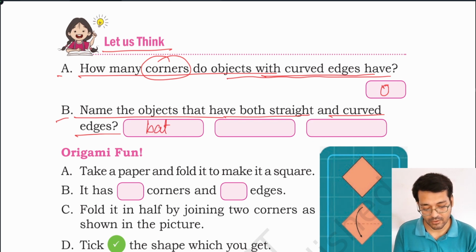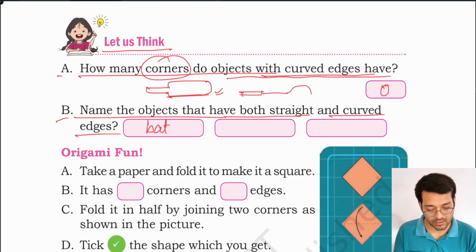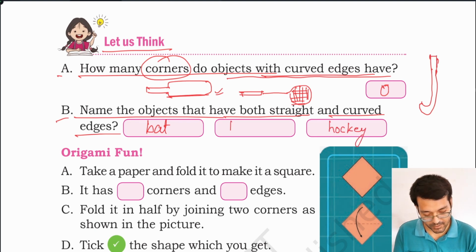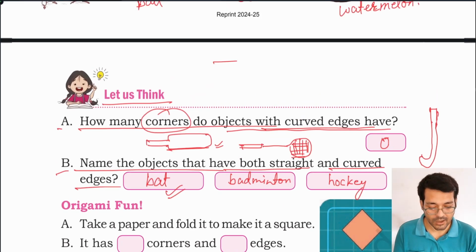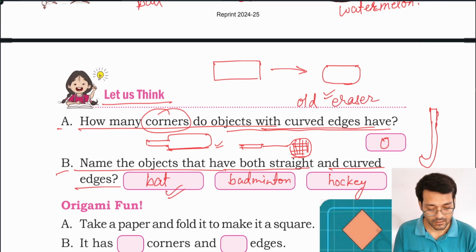For example, your bat. Your bat has straight as well as curved edges. Here curved, here straight. Similarly, your badminton racket also has straight as well as curved edges. Your hockey stick has straight as well as curved edges. If you see your eraser after using, then your eraser will also have straight as well as curved edges. Your old eraser will become like this, with curved as well as straight edges.